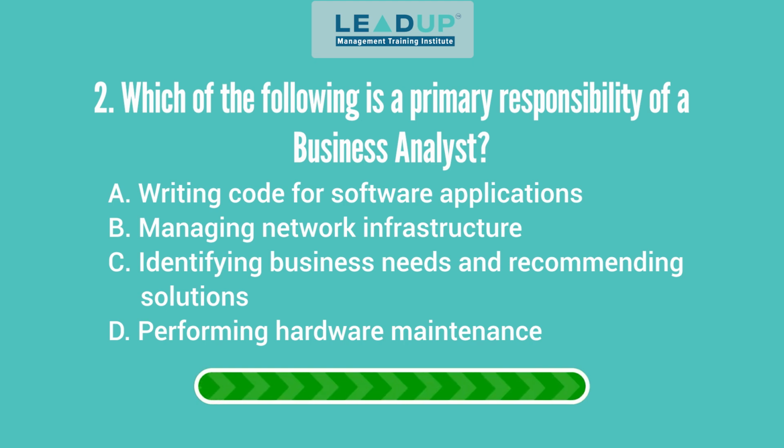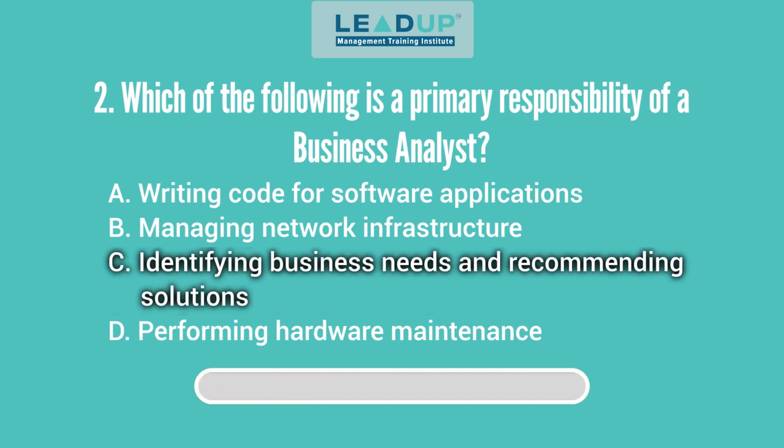Question 2. Which of the following is a primary responsibility of a business analyst? A. Writing code for software applications. B. Managing network infrastructure. C. Identifying business needs and recommending solutions. D. Performing hardware maintenance. The answer is identifying business needs and recommending solutions.